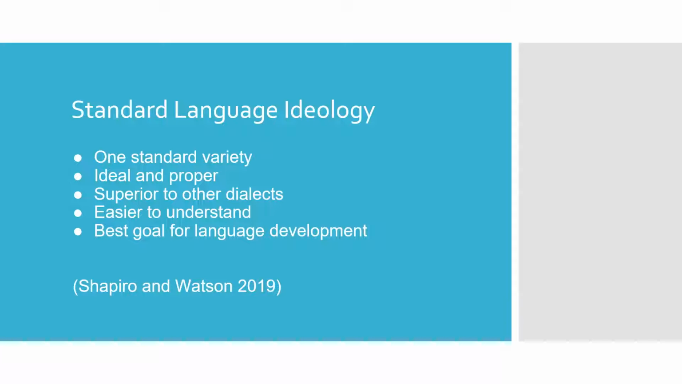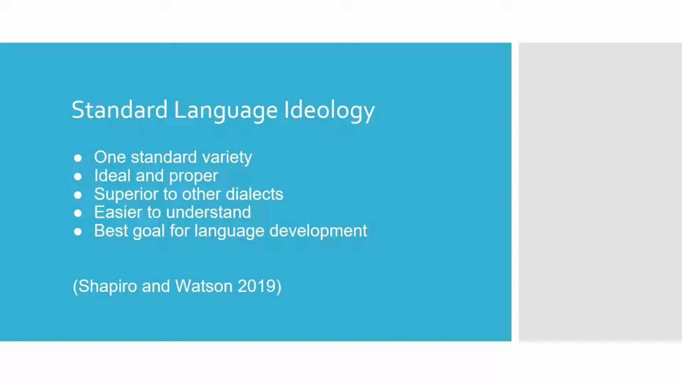So ideologies are socially constructed, and they're myths that are treated like a fact, right? So when people, not us per se for language, if we have language training or we're multilingual ourselves, then we might not think this way, but it is a prevalent belief in society that there is something called a standard language or standard variety of English, that there's one, and it's the ideal one. It's better, it's proper, it's superior to other dialects. It's easier to understand, and it's the best goal for language development.